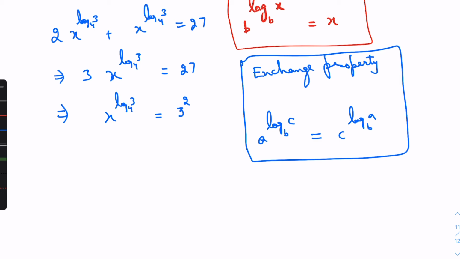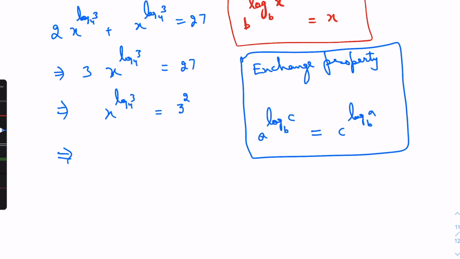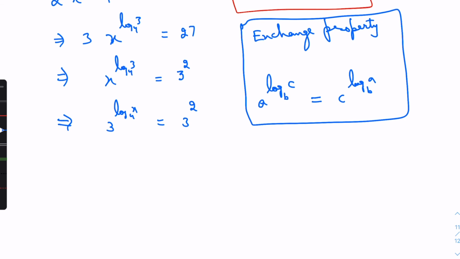And now we see that on this side the base is 3, at this point the base is x, so we want to exchange this back so that 3 comes at the base. So I'm again invoking this property at this step, and thereby I get 3 raised to power log x base 4, that is going to be 3 raised to power 2. Now this is an exponential equation wherein we are just saying that 3 raised to power this power is equal to 3 raised to power this power. So henceforth we get log x base 4 is equal to 2, because bases match, so powers should be the same.